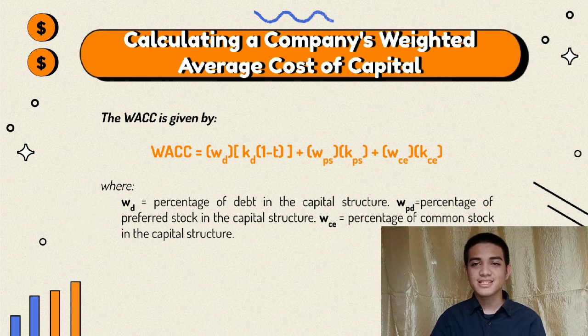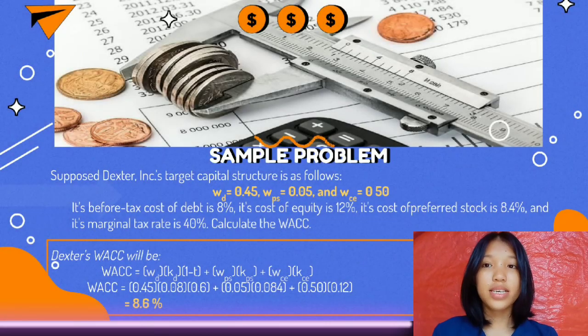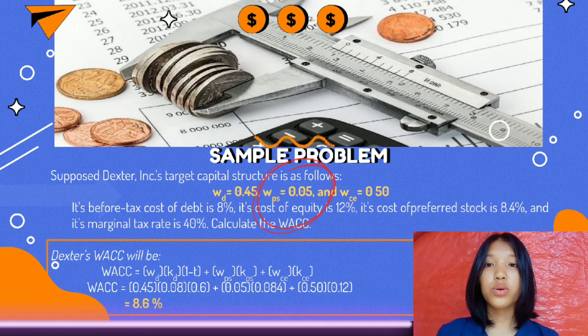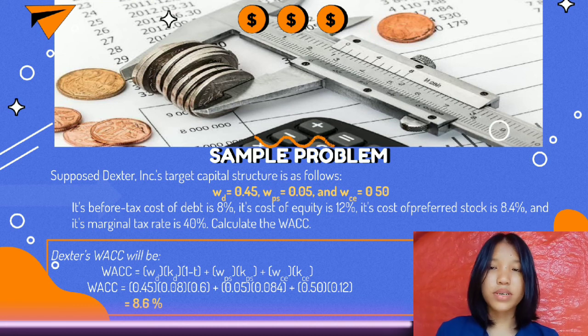Now, let's proceed with the example. Suppose Dexter's Incorporated's target capital structure is as follows. Percentage of debt in the capital structure is equal to 0.45. Percentage of preferred stock in the capital structure is equal to 0.05. And percentage of common stock is equal to 0.50. Its before-tax cost of debt is 8%. Its cost of equity is 12%. Its cost of preferred stock is 8.4%. And its marginal tax rate is 40%.